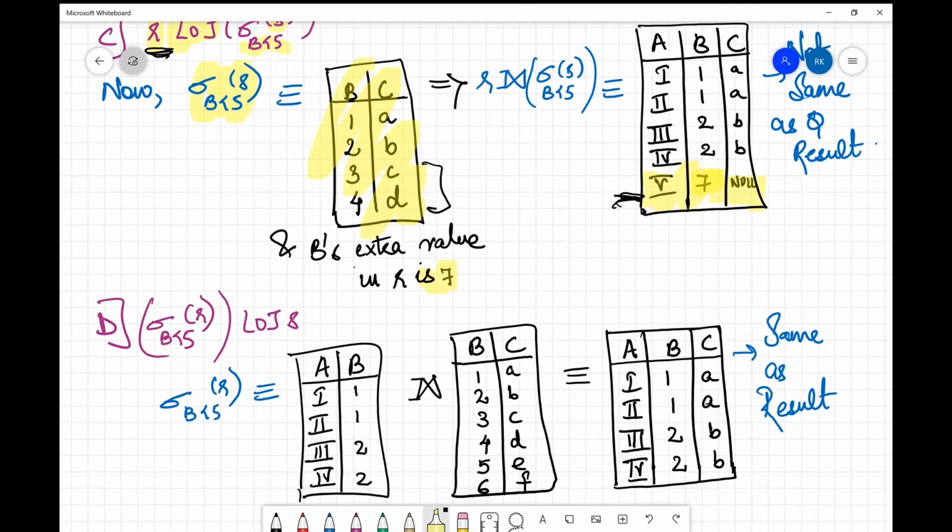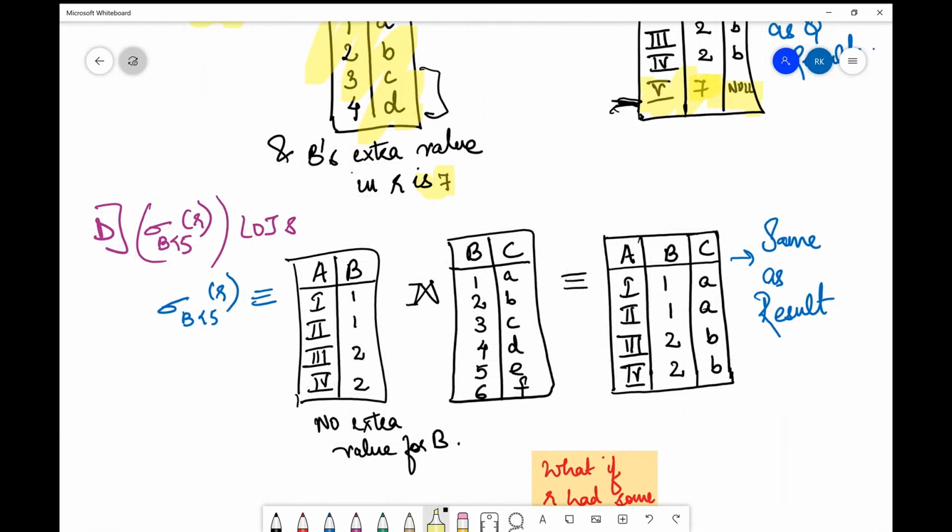Now let's also check the D option. What does it say? So D option says select all the records in R which have values B less than 5 first. So when I perform that selection, I obtain this table. Then perform its left outer join with S. Now again, I'm going to perform the join on common values of B, and also I'm going to give the extra values of B which are present on the left hand side of the table, but there is no extra value present over here, right?